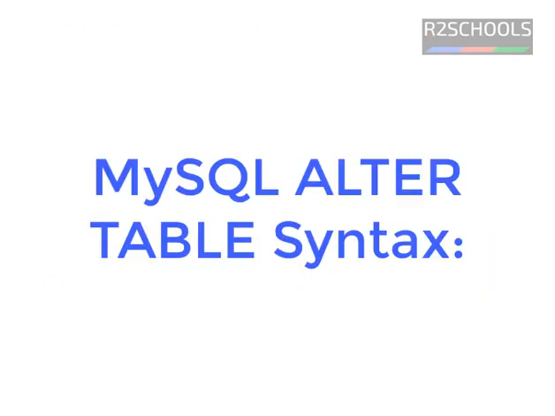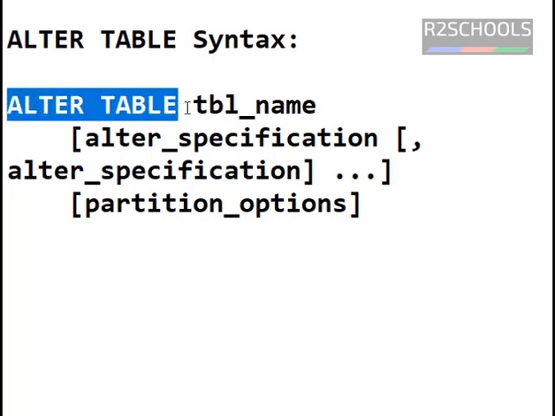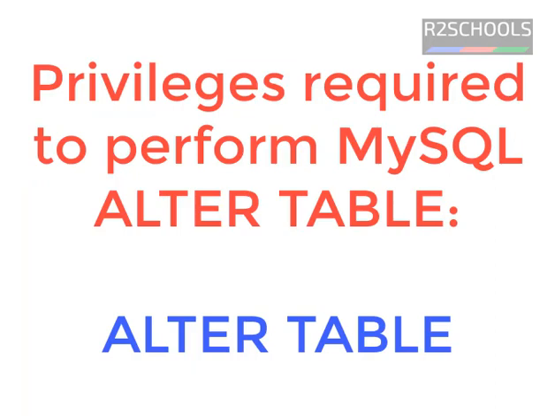Syntax. The syntax is, see, this is the syntax to alter a table in MySQL server. ALTER TABLE, table name, then alter specifications. Here specifications means add column, drop column, rename table, etc. To execute the ALTER TABLE command in MySQL, the required privilege is the ALTER privilege.